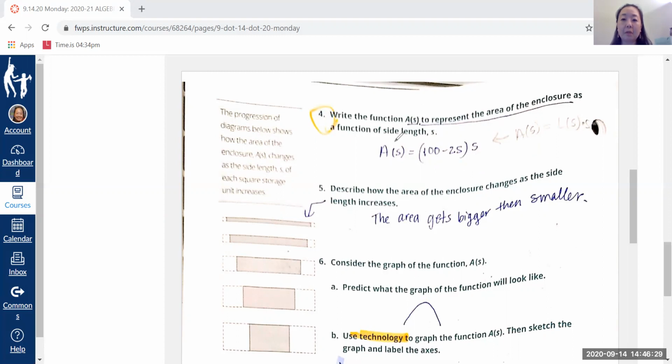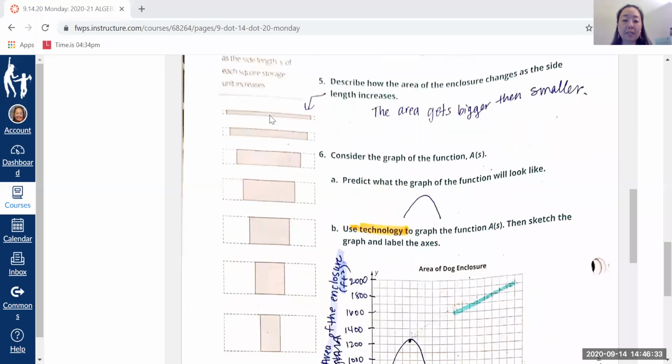Let me scroll down. So as you can see, it's small, then it seems like it's getting bigger and bigger and bigger. Then all of a sudden at some point, it looks like it's getting smaller. And if you can imagine these dotted lines increasing and getting bigger, all of a sudden you're not going to have any enclosure. You're just going to have two storage units, 50 and 50, right? 50 feet, no enclosure, straight line, all right?